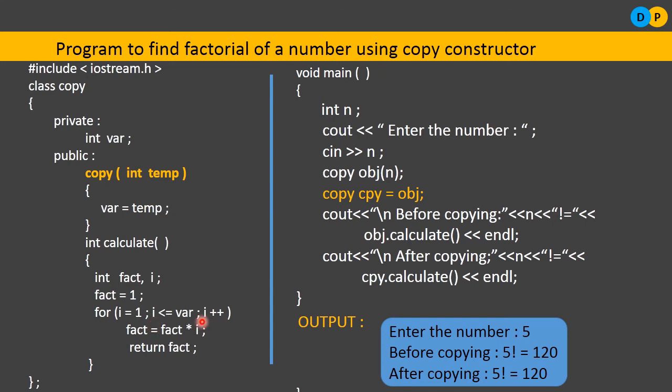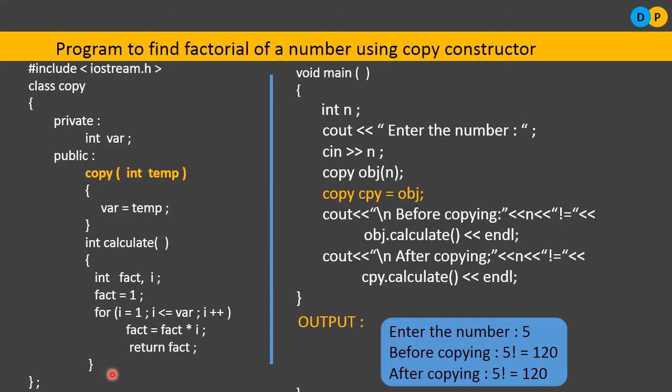Later on, the i value gets incremented and becomes 4. Is 4 less than or equal to 3? 4 is not less than or equal to 3. So what do we need to do? We need to come out of the for loop. Once we come out of the for loop, we will be returning the fact value. What is the fact value? 6. So using this calculate member function, we are trying to compute the factorial of a user given number.